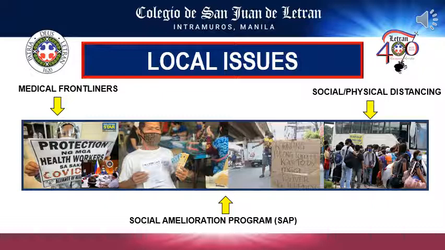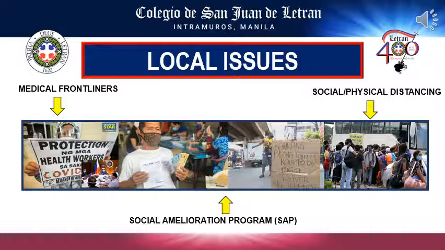Secretary Nograles warned local officials against defying the guidelines for the distribution of emergency relief assistance to 18 million poor families, including those who failed to give cash aid to non-registered voters.